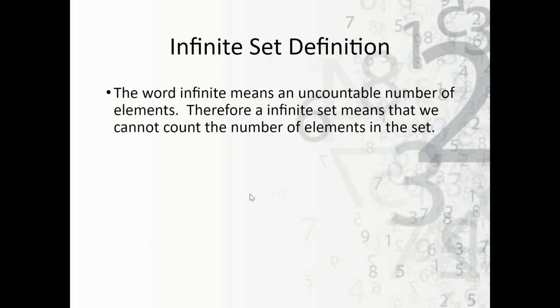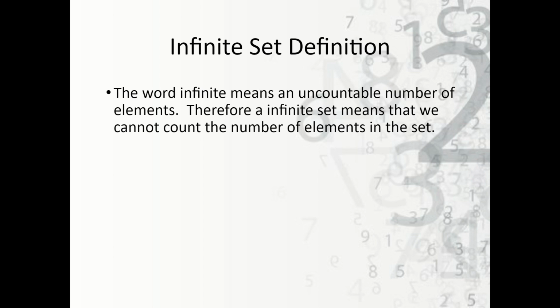Now let's talk about the definition of infinite set closure. First of all, what does infinite mean? Infinite means an uncountable number of elements. So it goes on to infinity. It keeps going forever. So an example of this would be like the natural numbers.